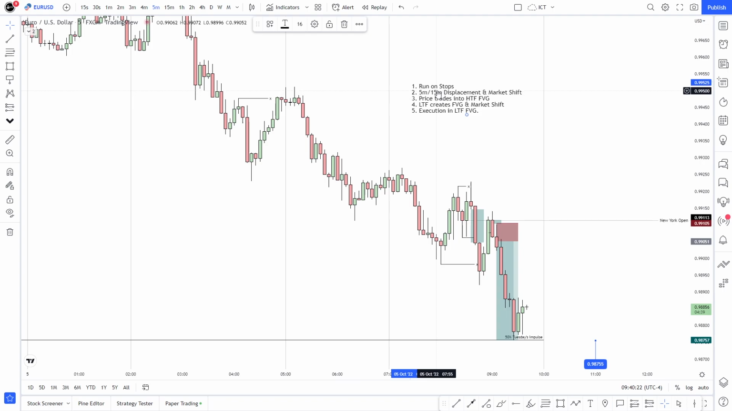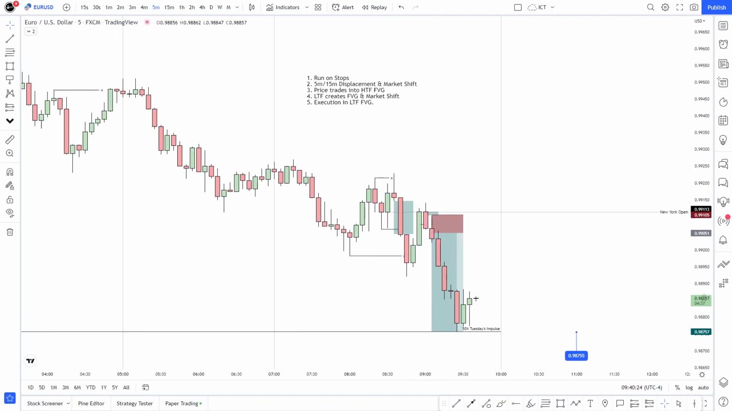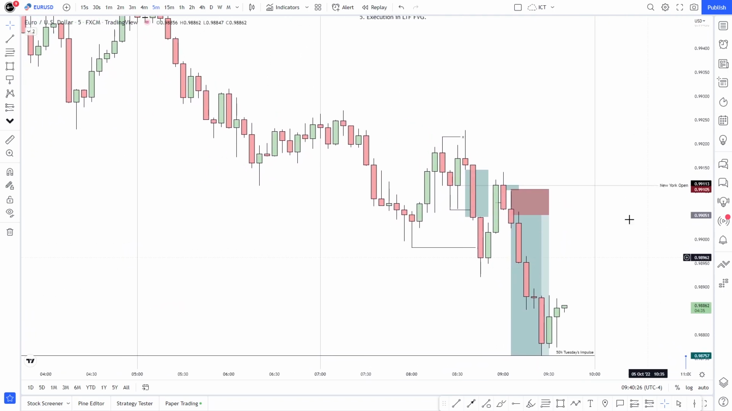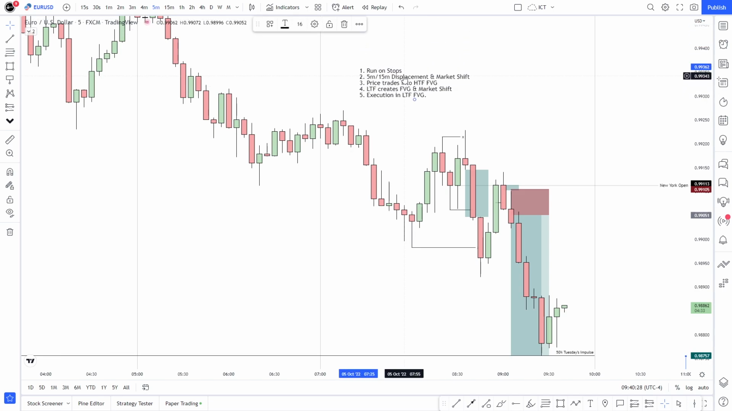So that's pretty much it, right? If we already have a bias that we understand price is likely to respect, all that we are going to be looking for is this. Run stops, which will be above this high, run stops. 5 minute displaces and causes a market shift. Quite aggressive price action, causes a market shift.